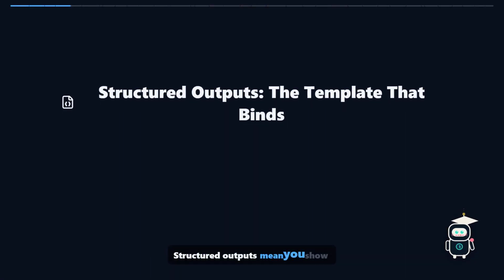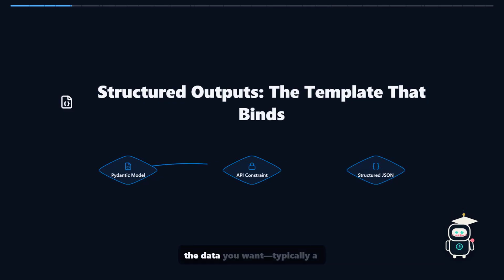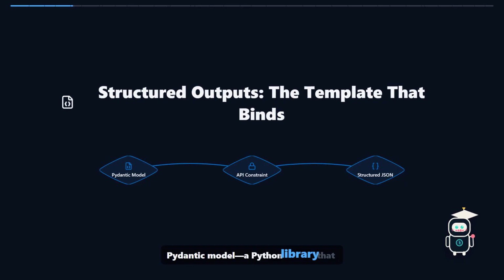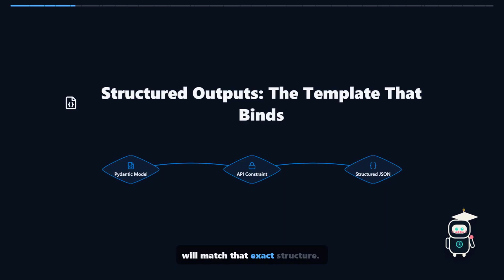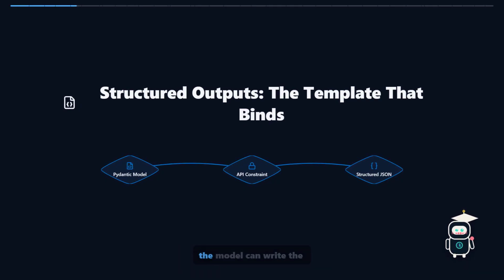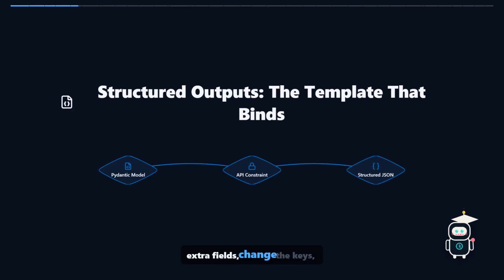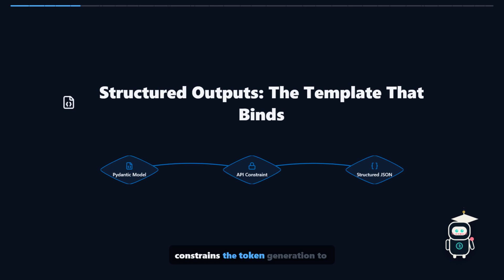Structured outputs mean you show the model the shape of the data you want, typically a Pydantic model, a Python library that lets you define data shapes, and the API guarantees the response will match that exact structure. It's like a fill-in-the-blank form. The model can write the content, but it can't add extra fields, change the keys, or wrap it in chit-chat. Under the hood, the API constrains the token generation to obey the schema.